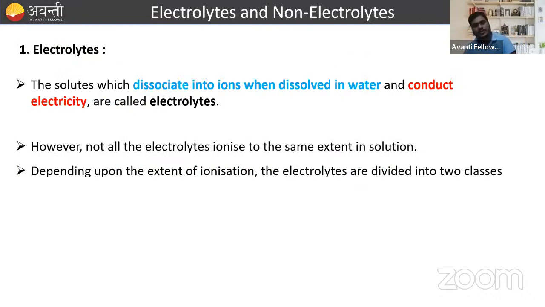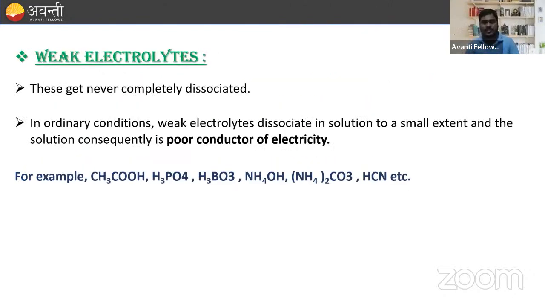So if anyone asks what is the difference between electrolytes and non-electrolytes, you can give this answer. Electrolytes are basically solutes which dissociate into ions when dissolved in water, and they also conduct electricity. However, not all are 100% ionized. Depending upon the extent of ionization, electrolytes are further classified into two types, strong and weak. Strong electrolytes are those which completely ionize, and weak electrolytes are those which cannot completely ionize. So these are the examples.